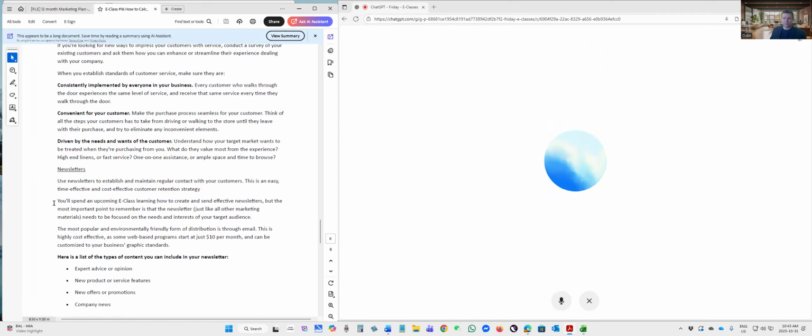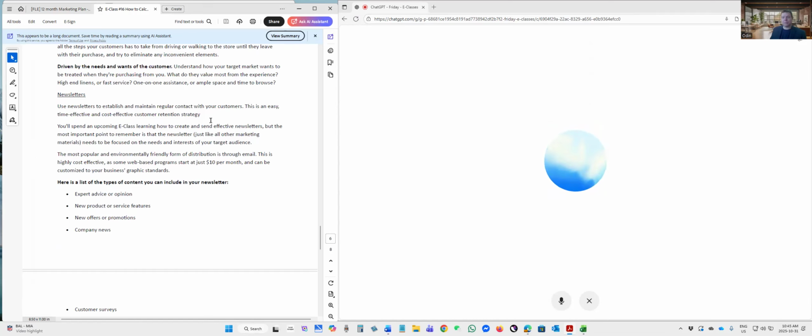Newsletters. Use newsletters to establish and maintain regular contact with your customers. This is an easy, time-effective, and cost-effective customer retention strategy. You'll spend an upcoming e-class learning how to create and send effective newsletters, but the most important point to remember is that the newsletter, just like all other marketing materials, needs to be focused on the needs and interests of your target audience. The most popular and environmentally friendly form of distribution is through email.